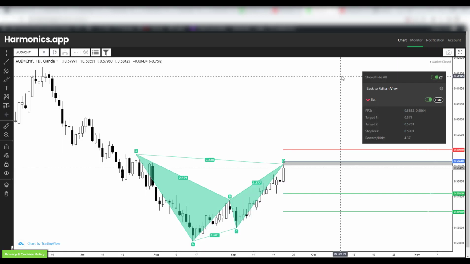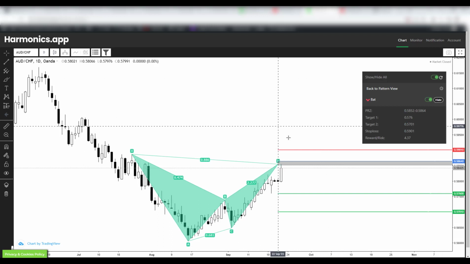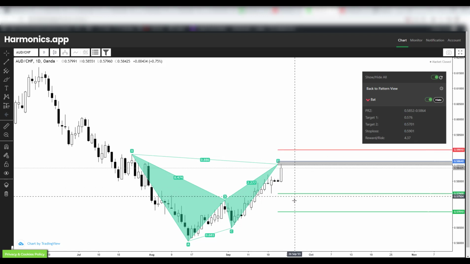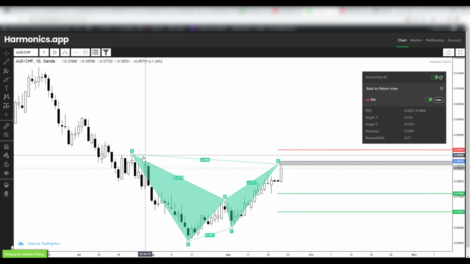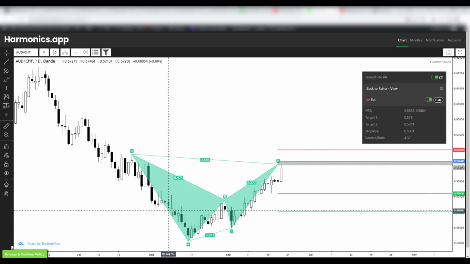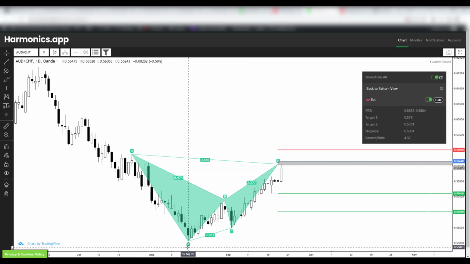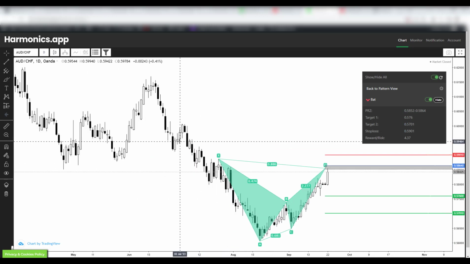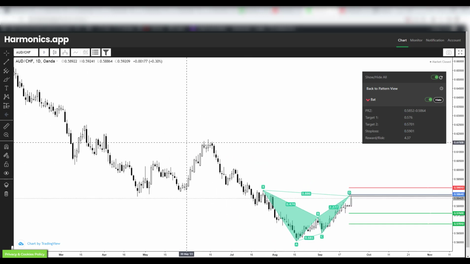When you go to the chart and click on it, you will be redirected to the chart where this pattern is available. You can see the potential reversal zone, which is the entry idea, and also a stop loss located here with the first take profit and the second take profit. So this is how the scanner forms this bat pattern on the chart. It is green colored, where we have the X point, A point, B point, C point and D point.